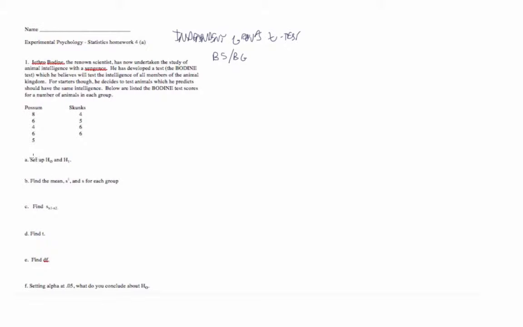The first step, as always, is to set up the null and alternative hypothesis. I'll put them over here. The null hypothesis is going to be that mean 1 minus mean 2 is equal to 0, meaning that there's no difference in the intelligence between possums and skunks. The alternative hypothesis is going to be that mean 1 minus mean 2 is not equal to 0. Might be greater, might be less. This is a bidirectional hypothesis.